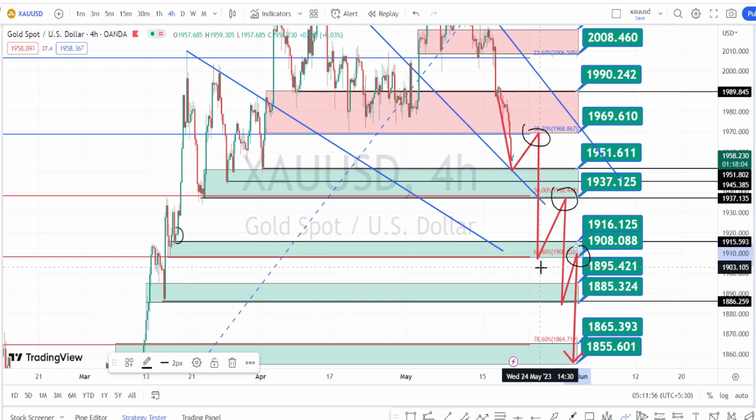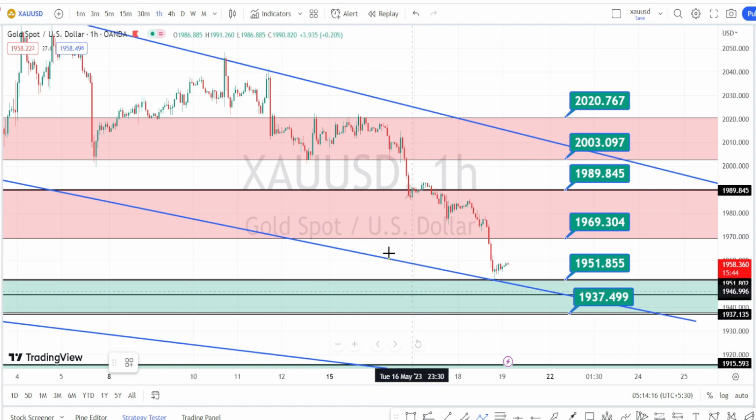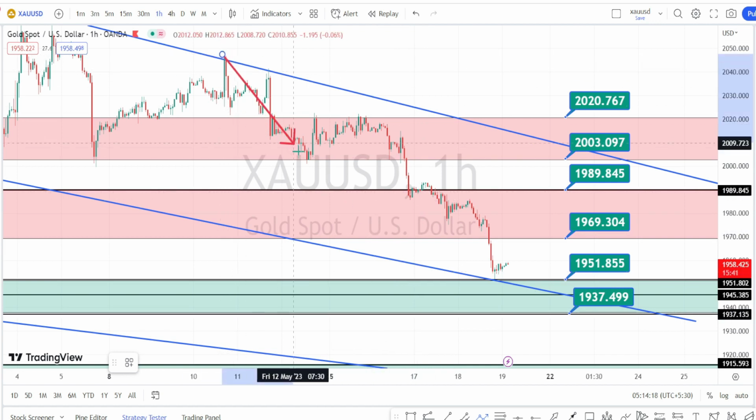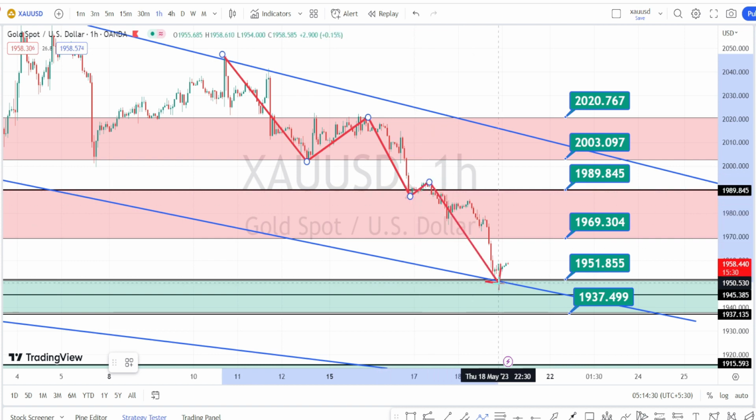Let us look at the price action for the hourly time frame. I am in the hourly time frame now, and when we look at the price action in the hourly time frame after testing the resistance line from the 4 hours time frame, we have noticed the price action to continuously trend on the bearish side in a bearish trend. Currently it has taken support around the support level of 1951 to 1937, and it is on a bullish side retracement, and if the bullish side retracement continues, we can expect the price action to take resistance around this resistance zone between 1989 to 1969 and to bounce back on the bearish side retracement.